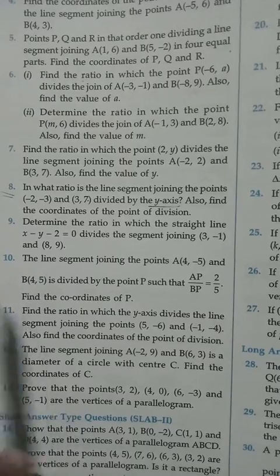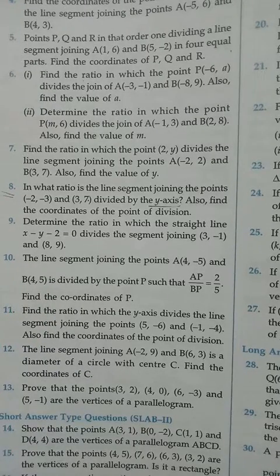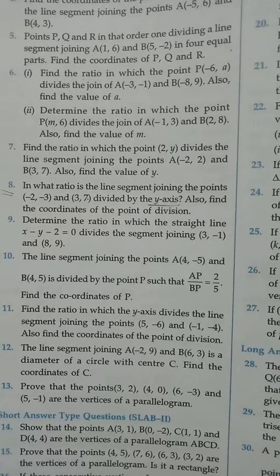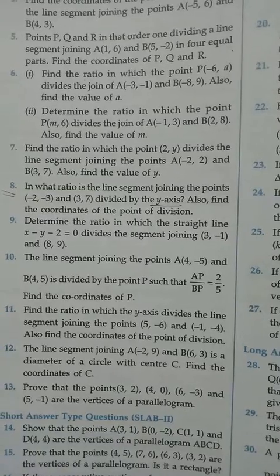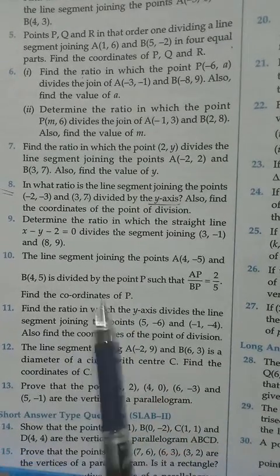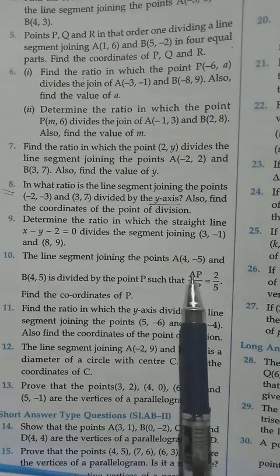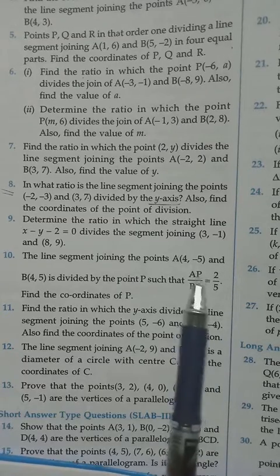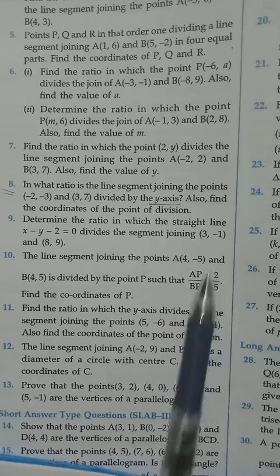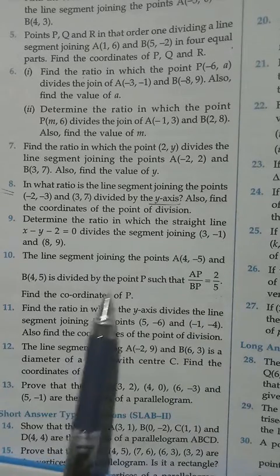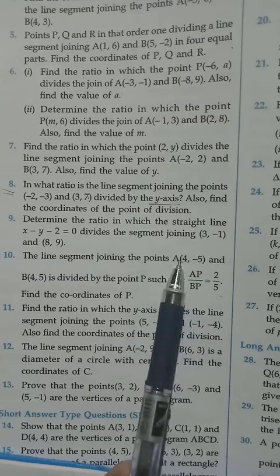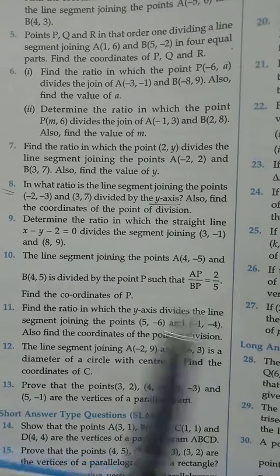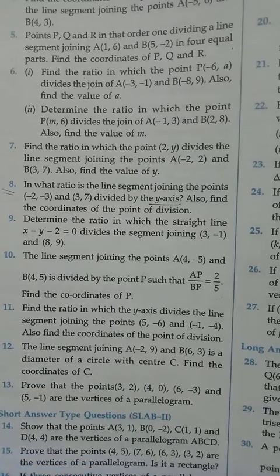Then we will move on to number 10. We have the line segment joining the points A (4, -5) and B (4, 5). It is divided by a point P in such a way that the ratio AP to BP is 2 by 5. The ratio will be the same, 2:5. So we have to find the coordinates of P. We have x1, y1 and x2, y2; this is m1, this is m2. So we can find the coordinates using the section formula.